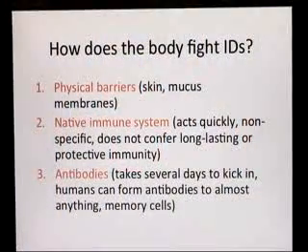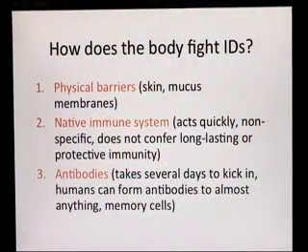And then finally, there's the adaptive immune system, which consists of antibodies, and you might have heard of T cells, B cells. These take several days, usually 5, 6, 7 days, to kick in and start working. And this is completely amazing, because humans can form antibodies to anything, not just to any protein, but to any organic molecule.